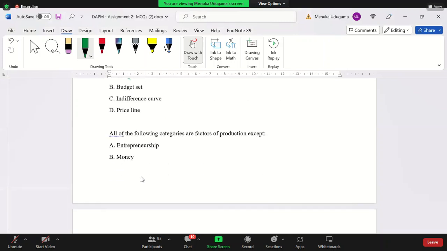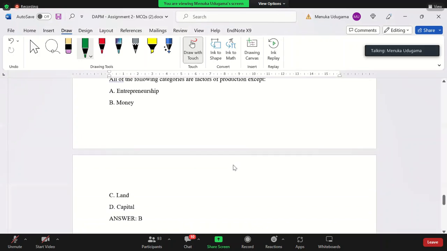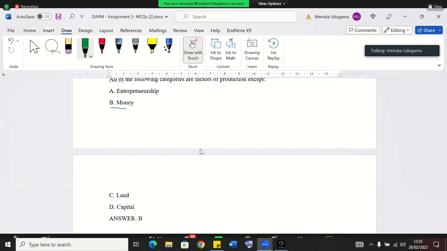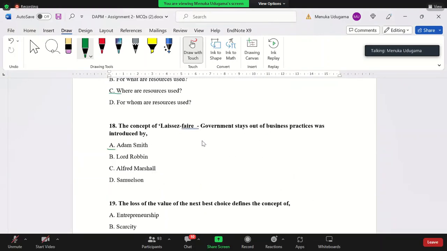So, all of the following categories are factors of production except what? Land, labor, capital, and entrepreneurship are the factors. So the answer is B, money. Right, so like I said, now this is more focused on what we covered on the first day.